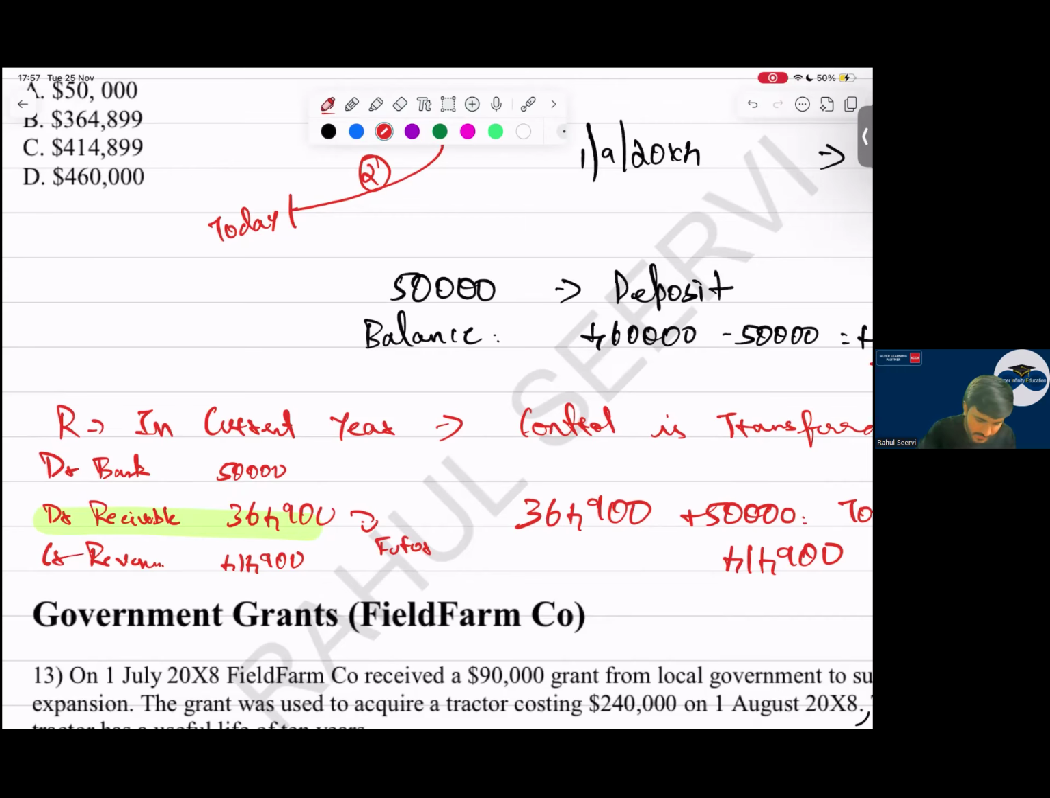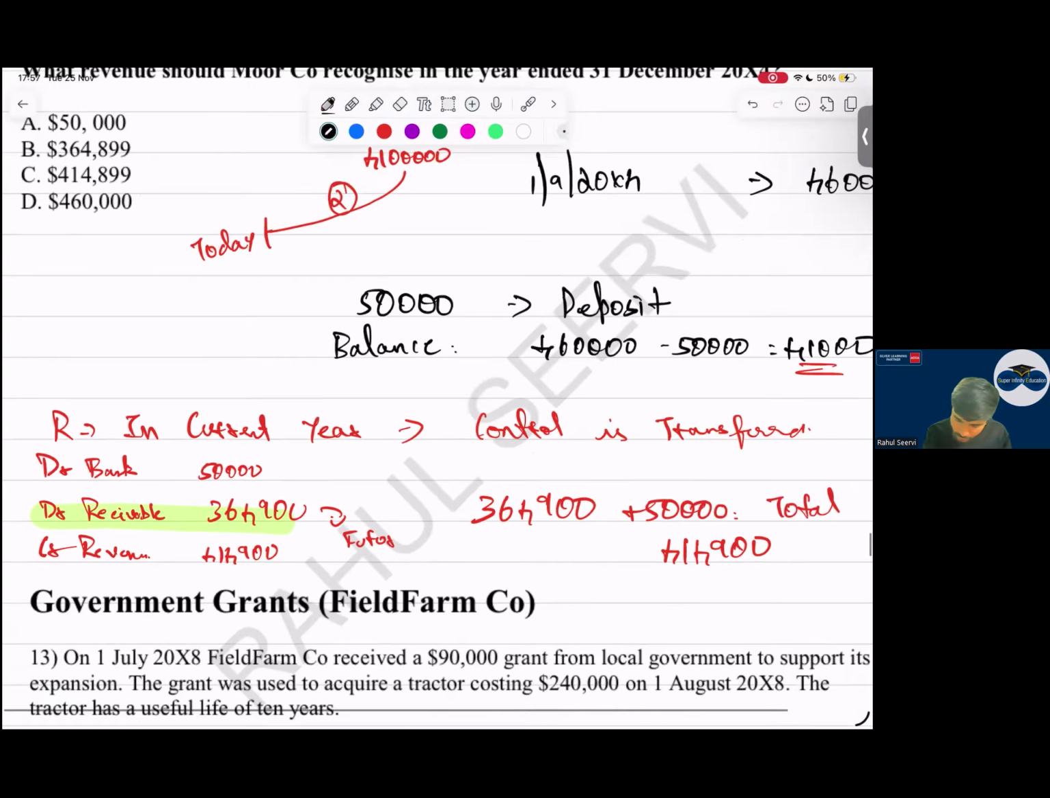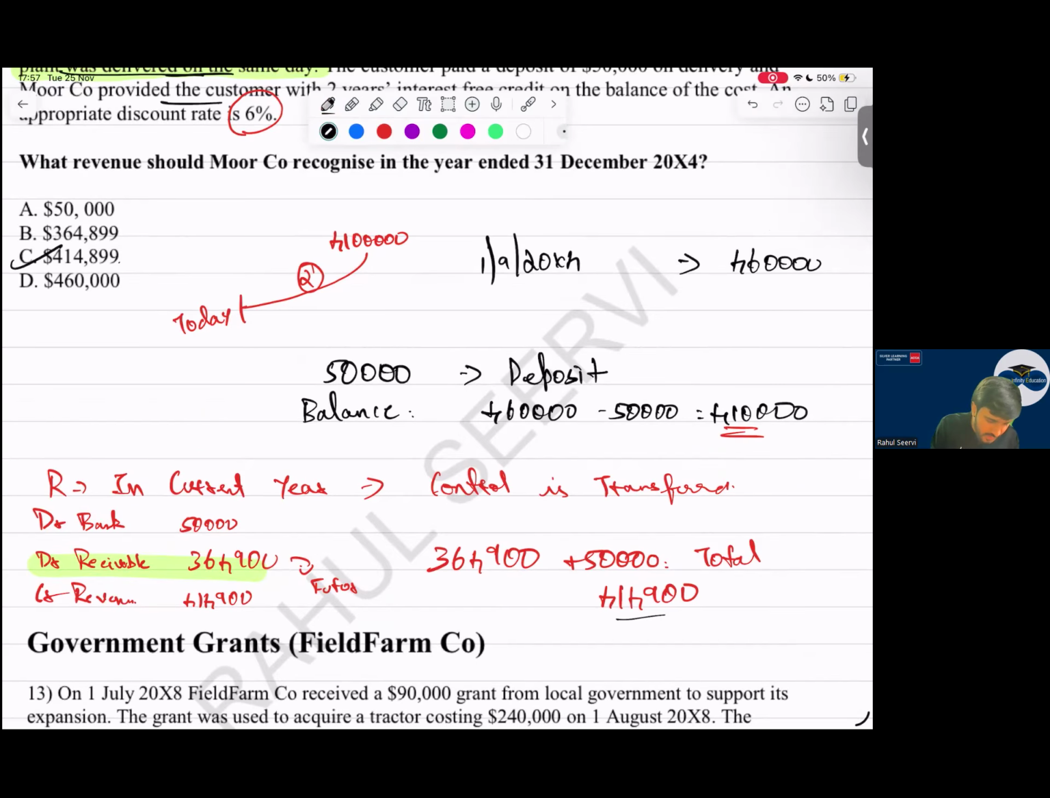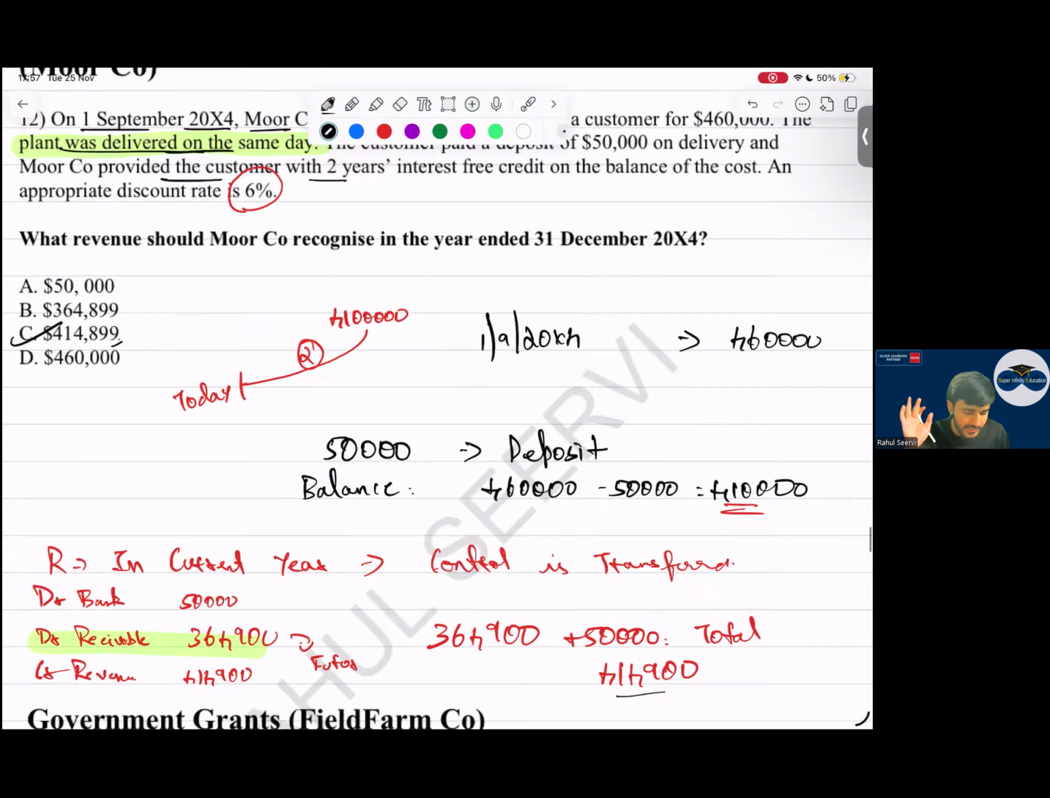So let us see what is the answer for revenue. I got 4,14,900. Okay, it's nearest, because as I mentioned, I've done rounding off. So this is the answer. A very easy and simple question.